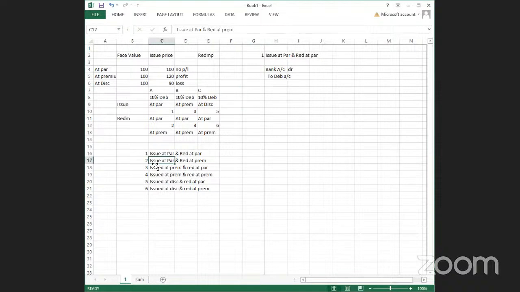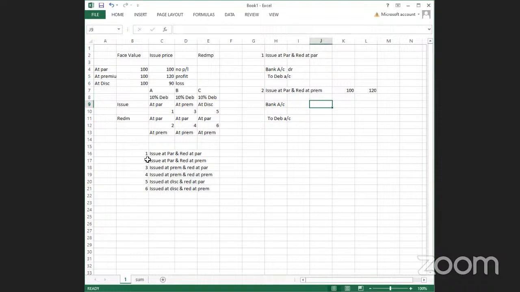Now second option. If you practice, this is not at all difficult. Okay, now issue at par and redemption at premium. We know the basic entry of issuing debentures, so I'll first write down that. Okay, this is the entry which we passed, isn't it? Bank account debit to debenture account. But now, while repaying these debentures, we have to pay something extra. Okay, we have to pay something extra. So that's a loss for us, isn't it? That extra money which we are going to pay, say for example, 100 rupee debenture was issued, and now while repaying, we have to pay 120, isn't it? Okay, so that's a loss to us, isn't it?